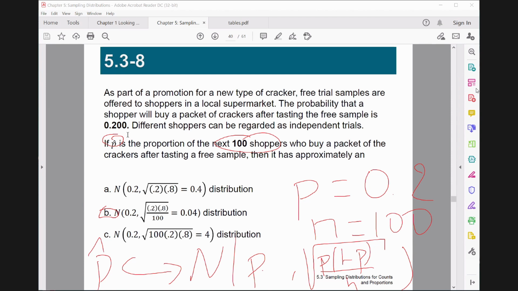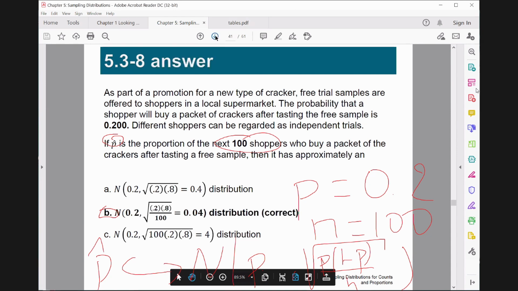Here, the shopper buys the goods after tasting. Here it's 0.2. Okay, the probability of success is 0.2, and the size of the sample is 100. Then here, P hat is the proportion of the next 100 shoppers, meaning the hundred buyers who are coming now. Then what about P hat? Approximately P hat is a normal distribution whose mean is 0.2 and its standard deviation is given by this one. Of course this is the formula. It was studied in a lecture. Here P hat is approximately a normal distribution whose mean is like that and its standard deviation is given by this formula.